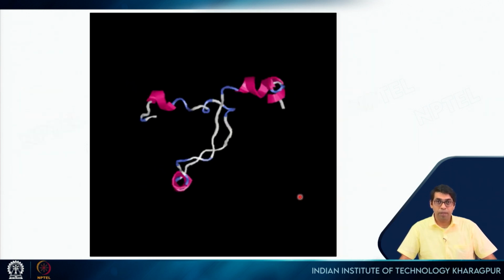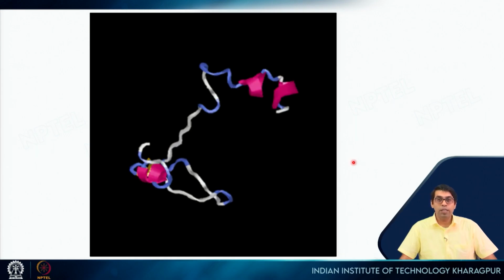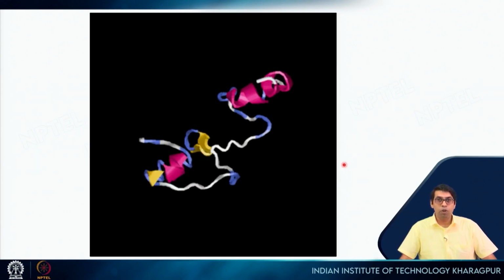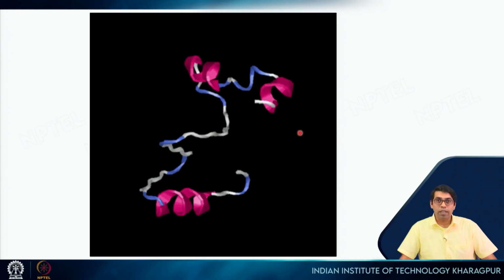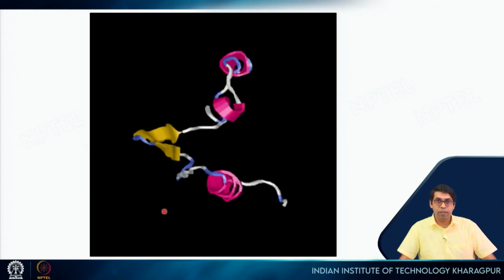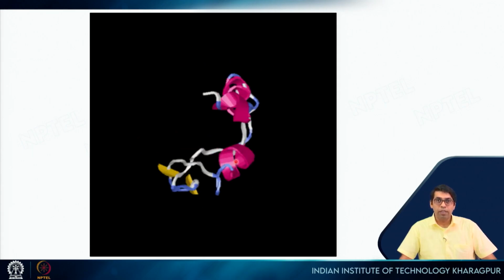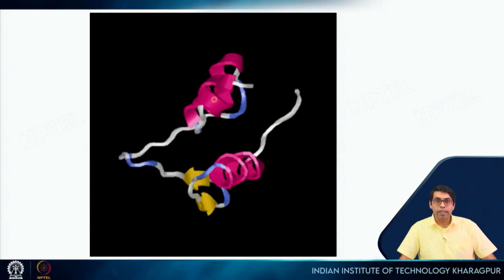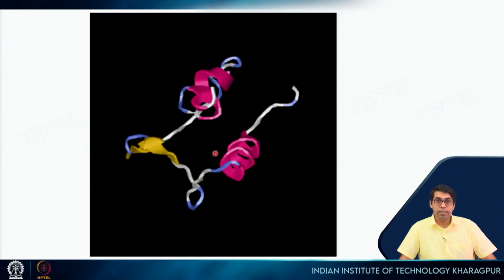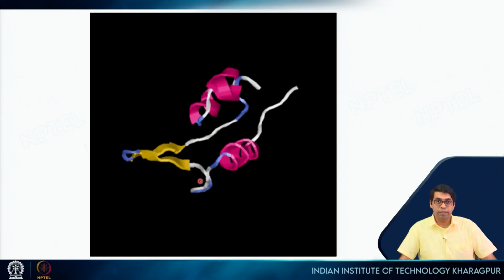Here is a simulation of the folding of a small protein. You can see that it started with an extended structure, and here the secondary structures are shown in magenta and yellow, the alpha helix and the beta strand.